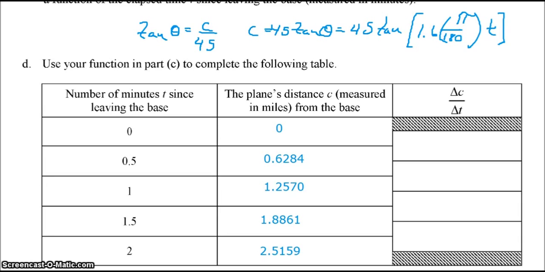Okay, now we need to find delta C over delta T, the average rate of change. So for this first one, we're just going to take 6.284 minus 0 over 0.5 minus 0. So that's the change in distance over the change in time. And we get 1.2568. I'm going to go ahead and fill out the rest of these.